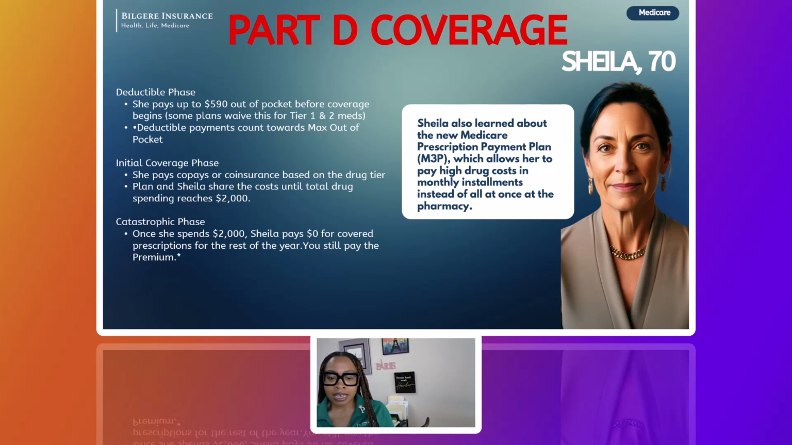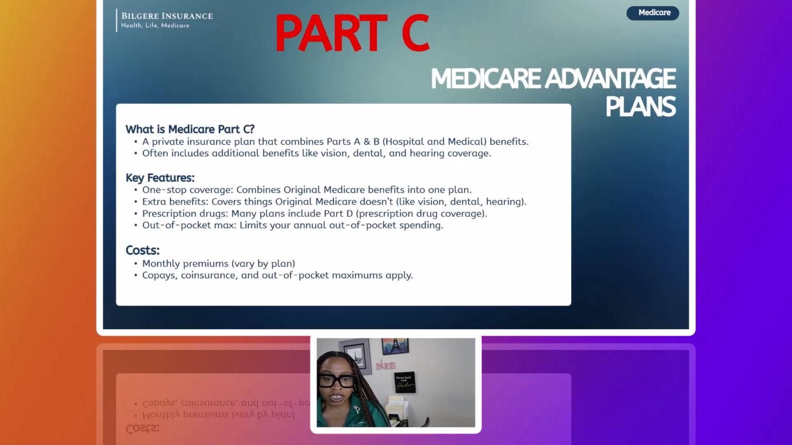Okay? Now that we went over Part A, which is our hospital, Part B, which is our doctors, Part D, which is our prescription, let's start talking about how we can fill in the gaps. First, before we get too far into that, just to go over what Part C is, the Medicare Advantage plan. It's a private insurance plan. It's not given through the government like Part A and Part B and Part D, but it's able to be called Part C. It often includes additional benefits like vision, dental, and hearing coverage, but those benefits change from year to year and can be removed at any time.